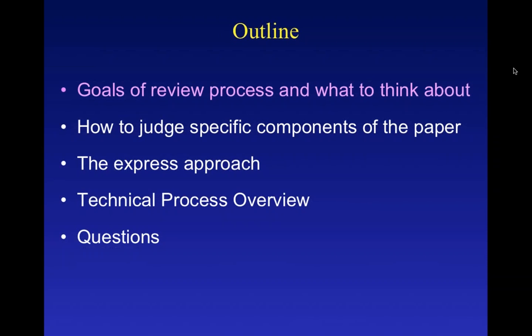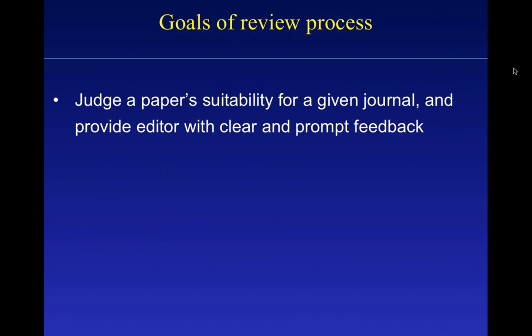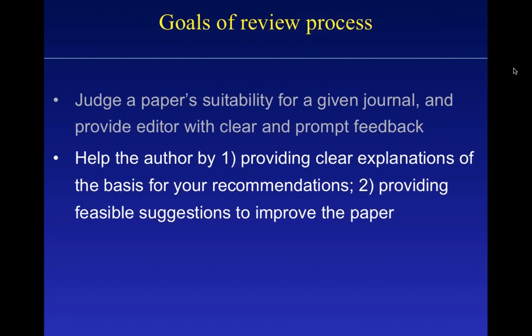So we'll begin by talking about the goals of the review process and what to think about when you're reviewing a manuscript. The goals in general of a review process are to judge a paper's suitability for a given journal and provide the editor with clear and prompt feedback. Then to help the author by providing clear explanations of the basis for your recommendations. It seems self-evident, but it's critically important for the author to understand why you gave the paper the rating that you did and why you think it should be accepted, rejected, revised majorly or minorly, and so on.